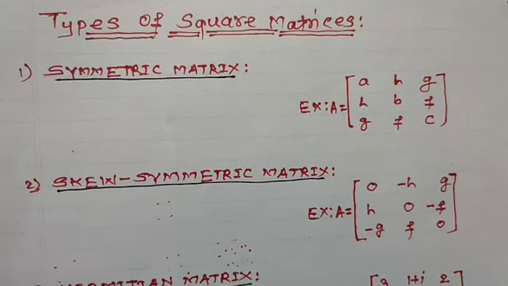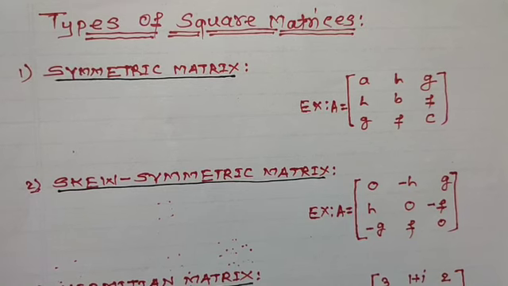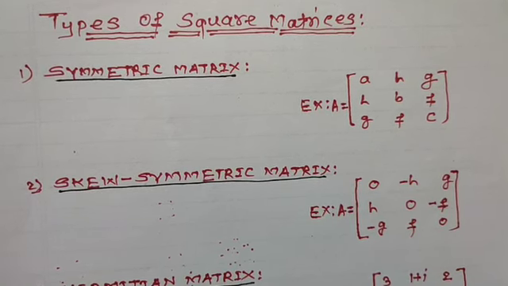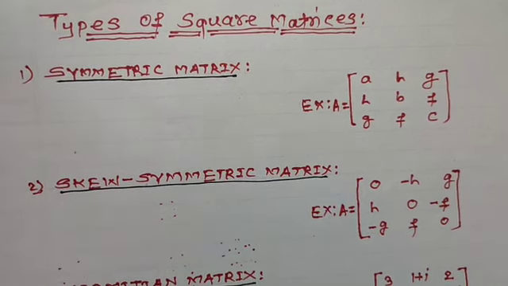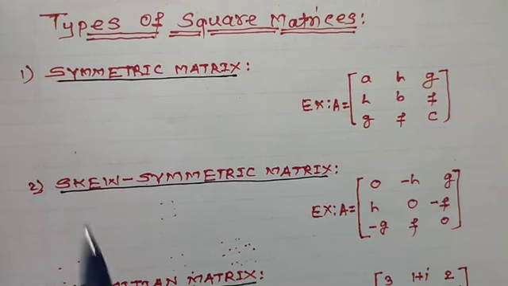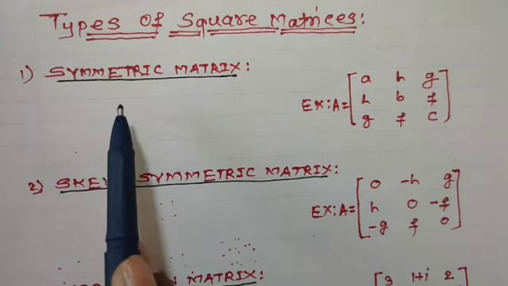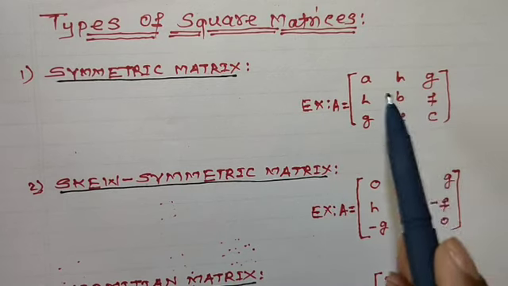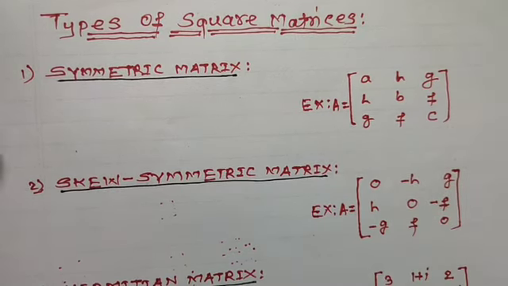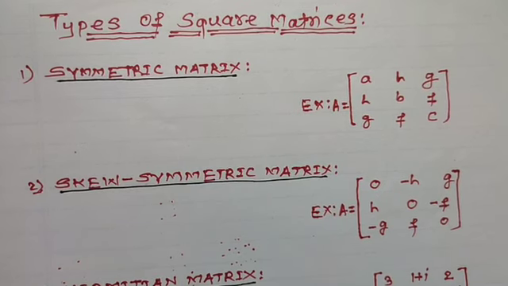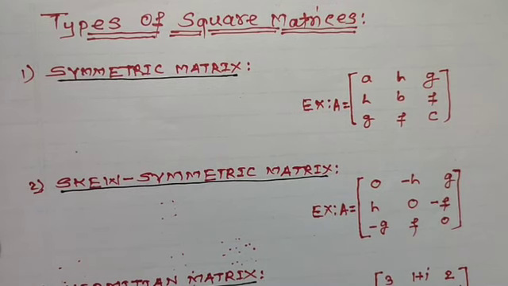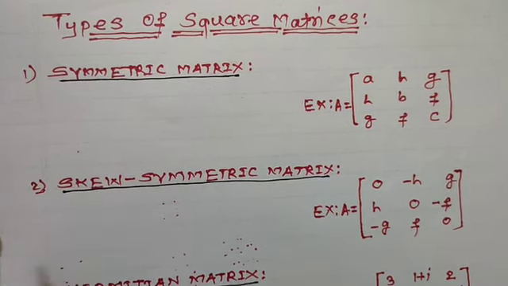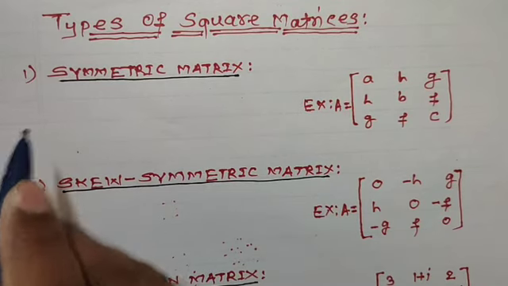Today we are going to study types of square matrices, some important types which are useful in first semester FE engineering. So type number 1, symmetric matrix. Its example is A is equal to [[a, h, g], [h, b, f], [g, f, c]]. Now a symmetric matrix is that square matrix which satisfies these conditions.